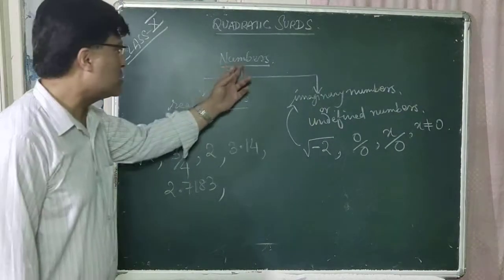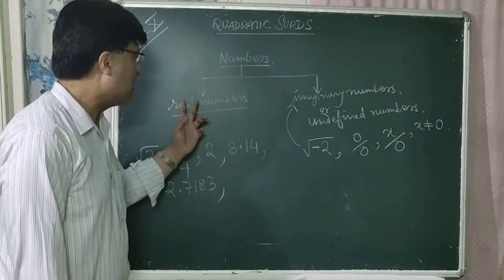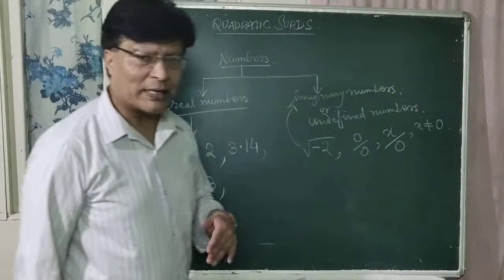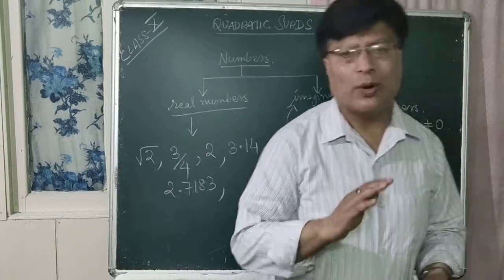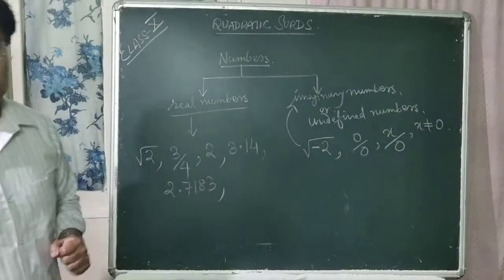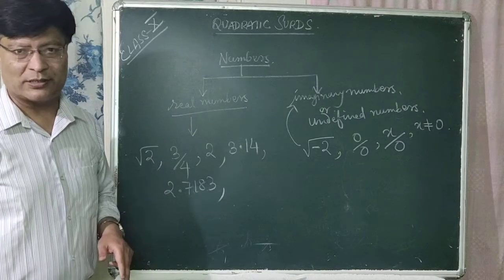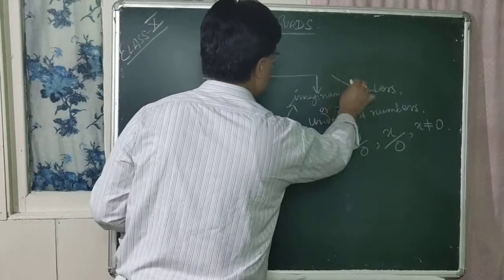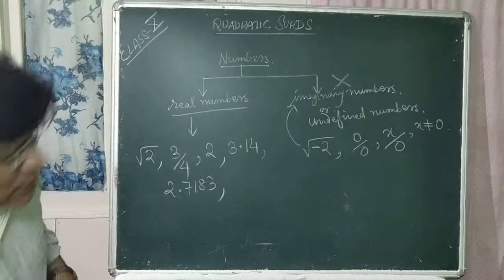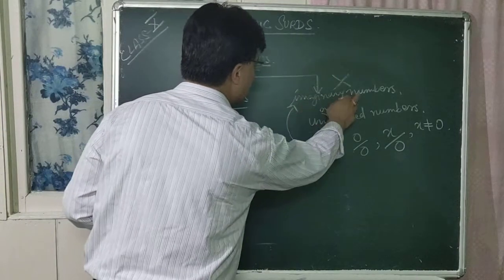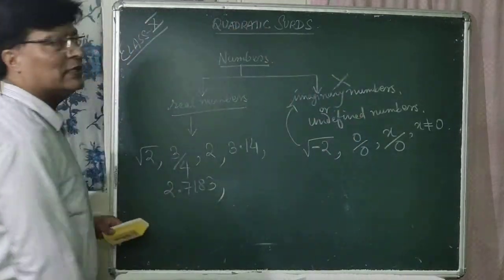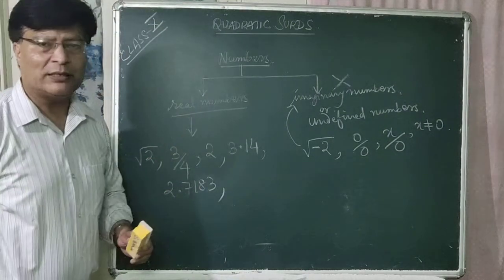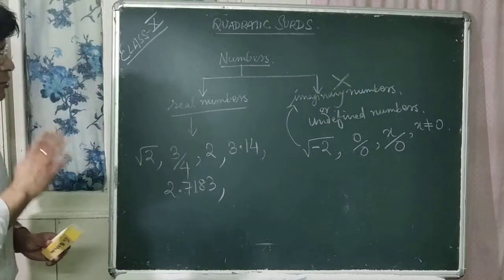Okay, so numbers are divided into two parts. This is real numbers and that is imaginary numbers. So you know what type of numbers are known as real numbers, and what type of numbers are known as imaginary or undefined numbers. Is that clear? Now we will not discuss imaginary numbers or undefined numbers in this chapter, that is quadratic surds. We'll discuss only the real numbers. Okay, so you have understood this part.